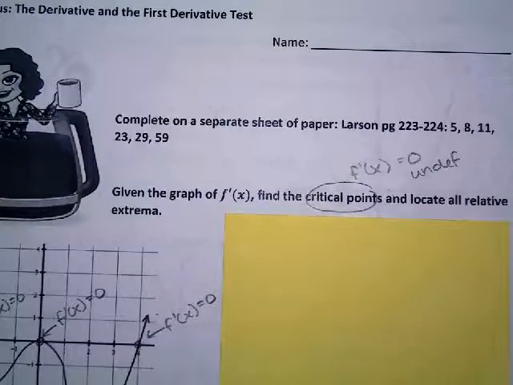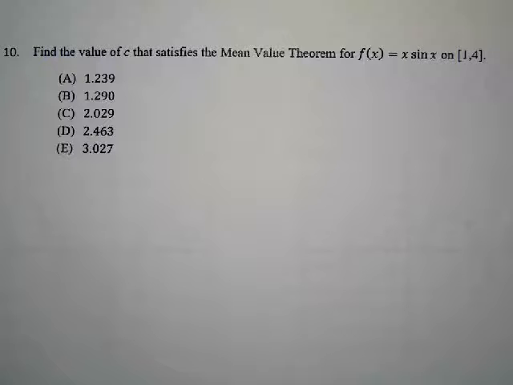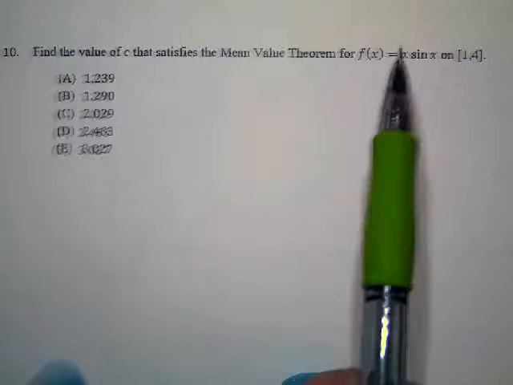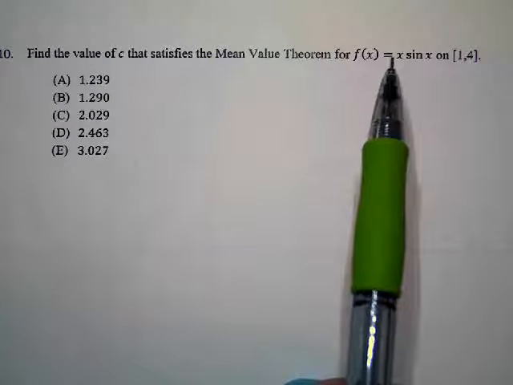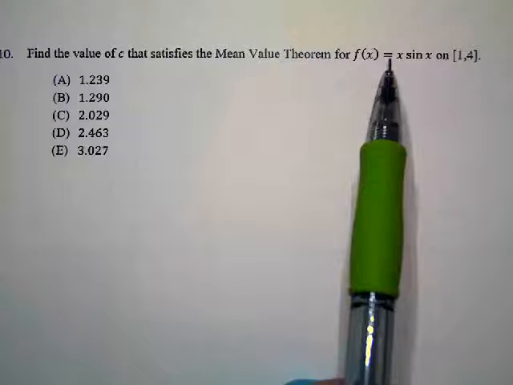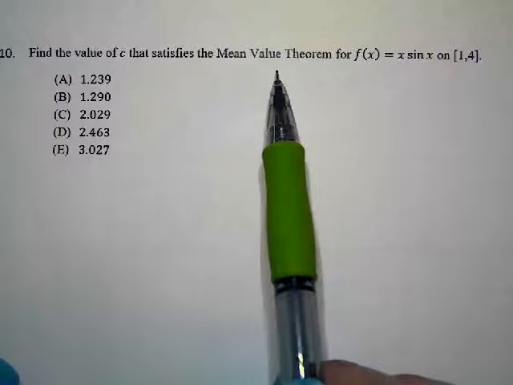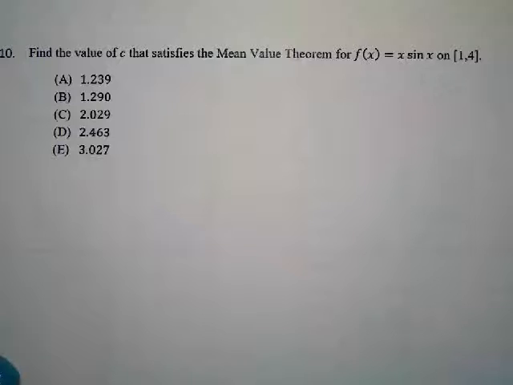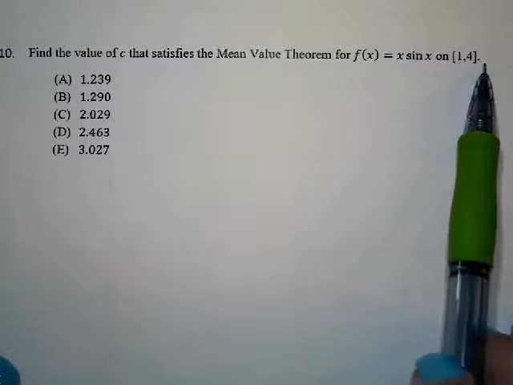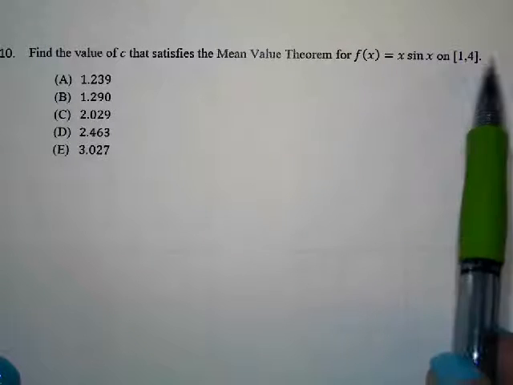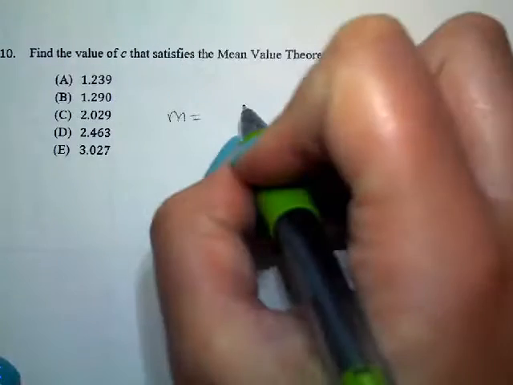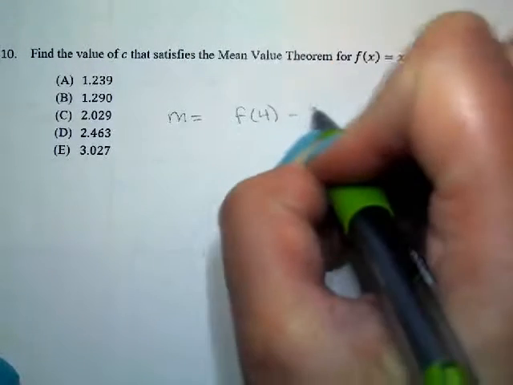All right, so it says find the value of C that satisfies the mean value theorem. We do not have to do all the steps of the mean value theorem because this is a multiple choice problem. Remember, the mean value theorem is just to show where the average rate of change and the instantaneous rate of change are the same. So how do we find our average rate of change on 1, 4? Slope. We're going to do f of 4 minus f of 1 divided by 4 minus 1.